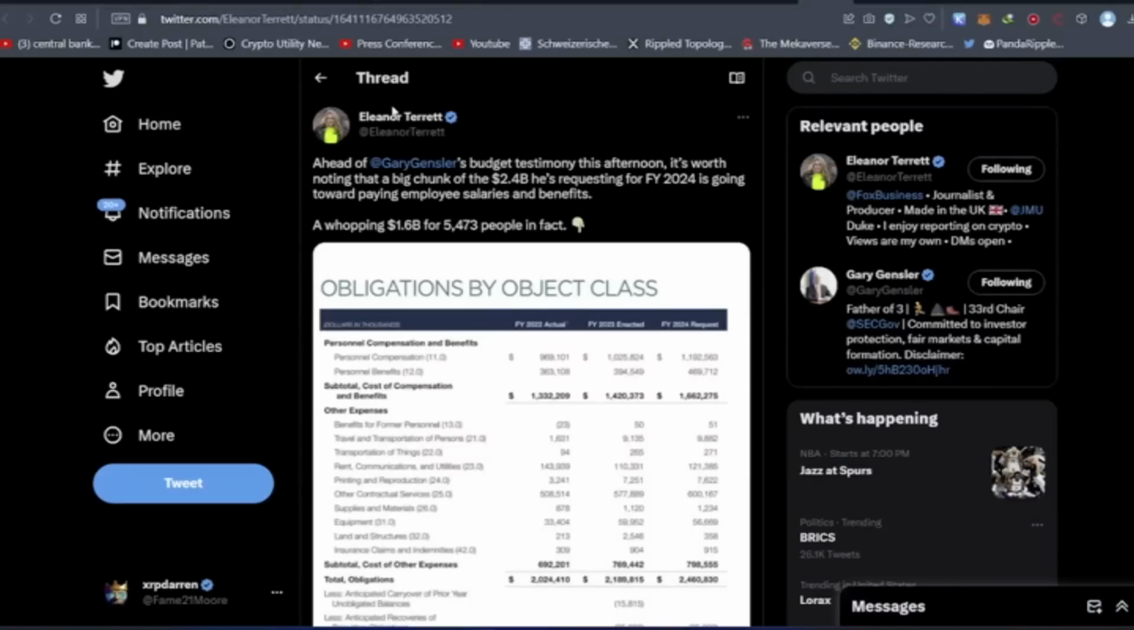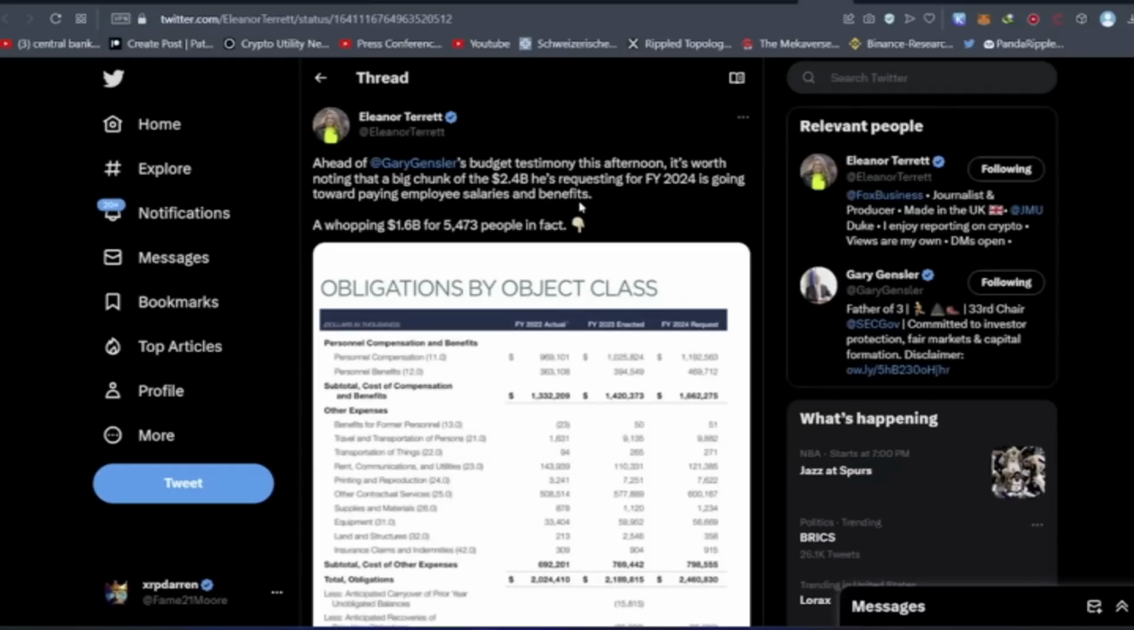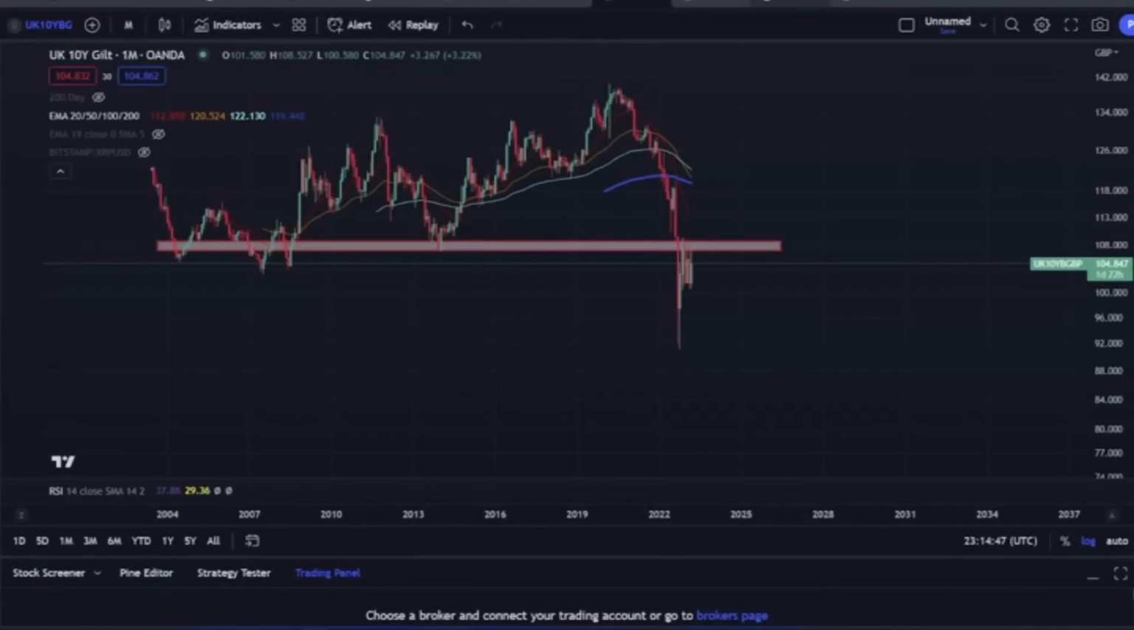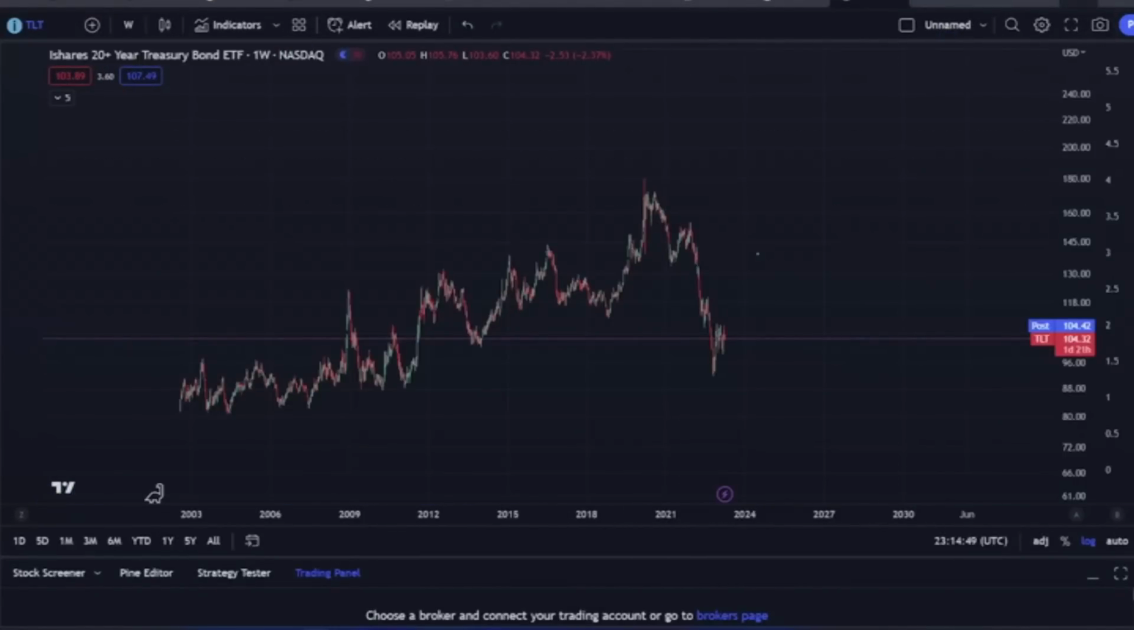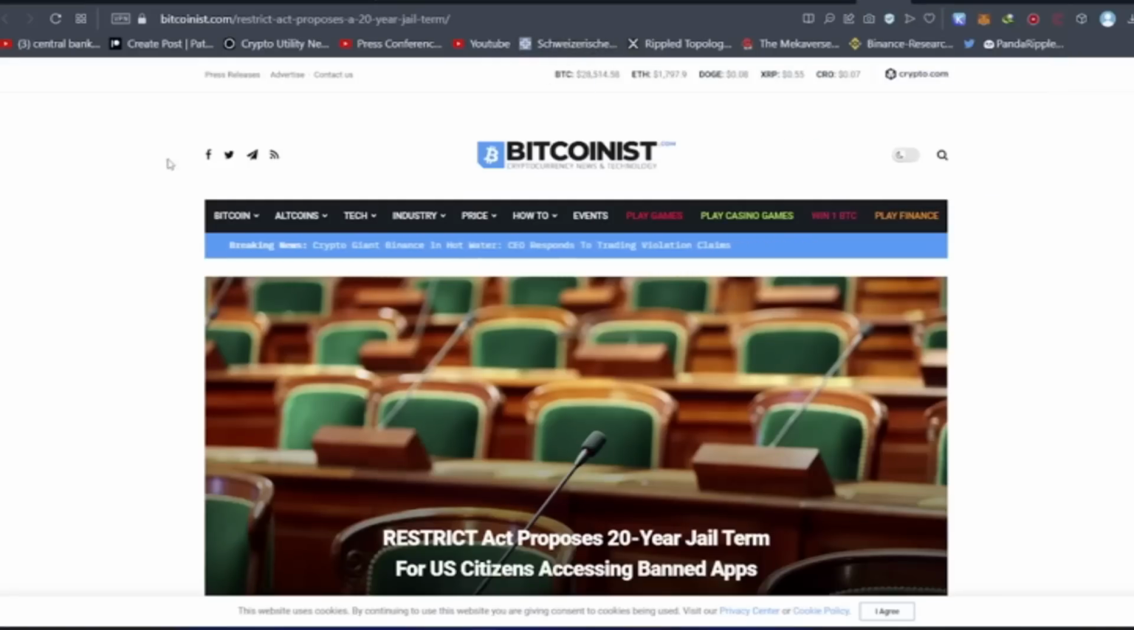So Eleanor Terrett reported that Gary Gensler is asking Congress for $1.6 billion for 5,473 people at the SEC, which is around 200 grand each, right? So these are our civil servants, right? The people that are supposed to protect us, the people that are supposed to be looking out for us, making sure that we're not in trouble with frauds and scams and everything, while they're collecting a hefty sum from the government and adding to the problem of this treasury market. The whole bond market is just hanging by a thread, and they're issuing more treasuries and adding more sell pressure.